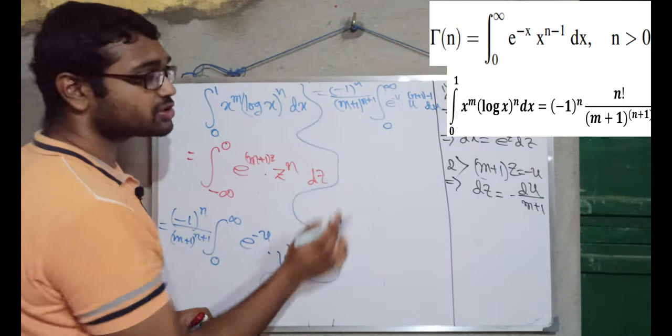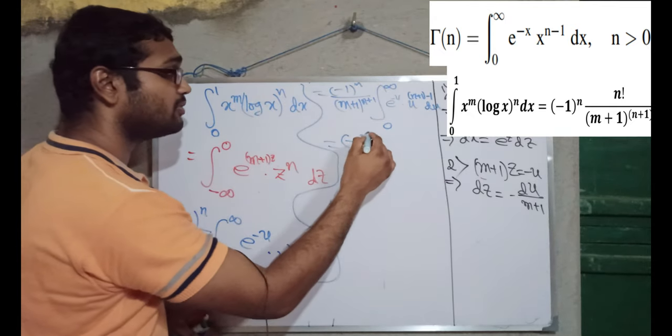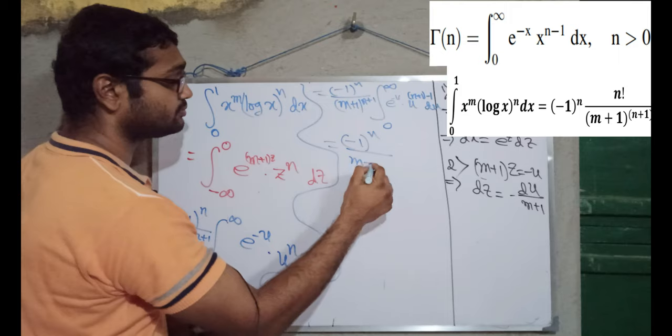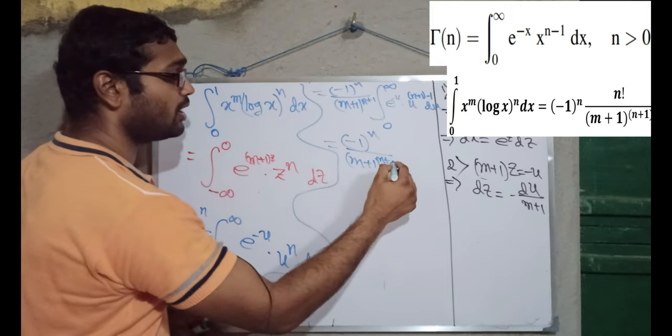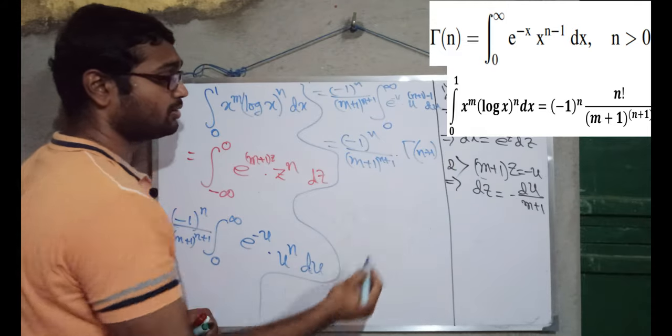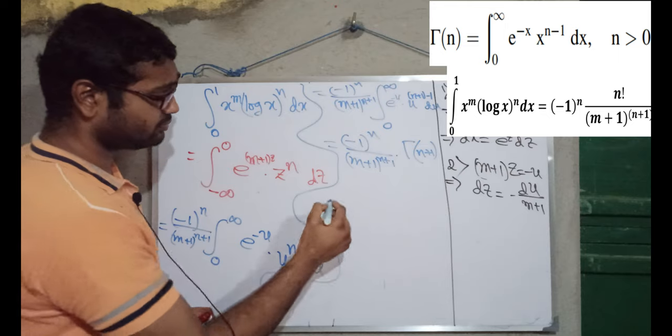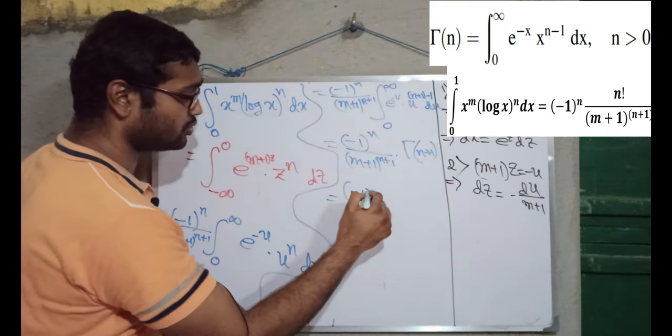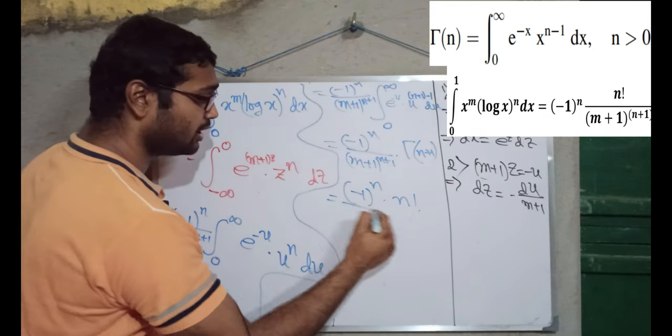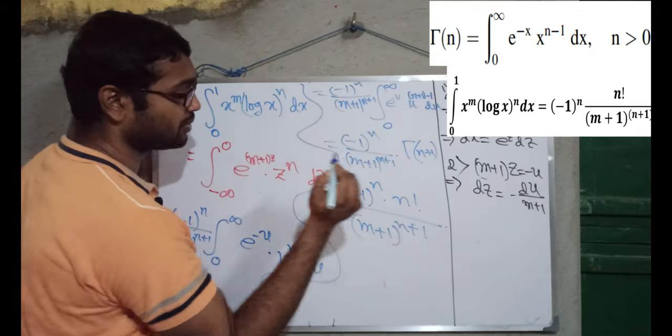Okay, so this portion is our known gamma function, our very, very much own gamma function of n plus 1, and this portion will be gamma of n plus 1. And what is gamma of n plus 1? It's n factorial. So the result is minus 1 whole to the power n into n factorial divided by m plus 1 to the power n plus 1.